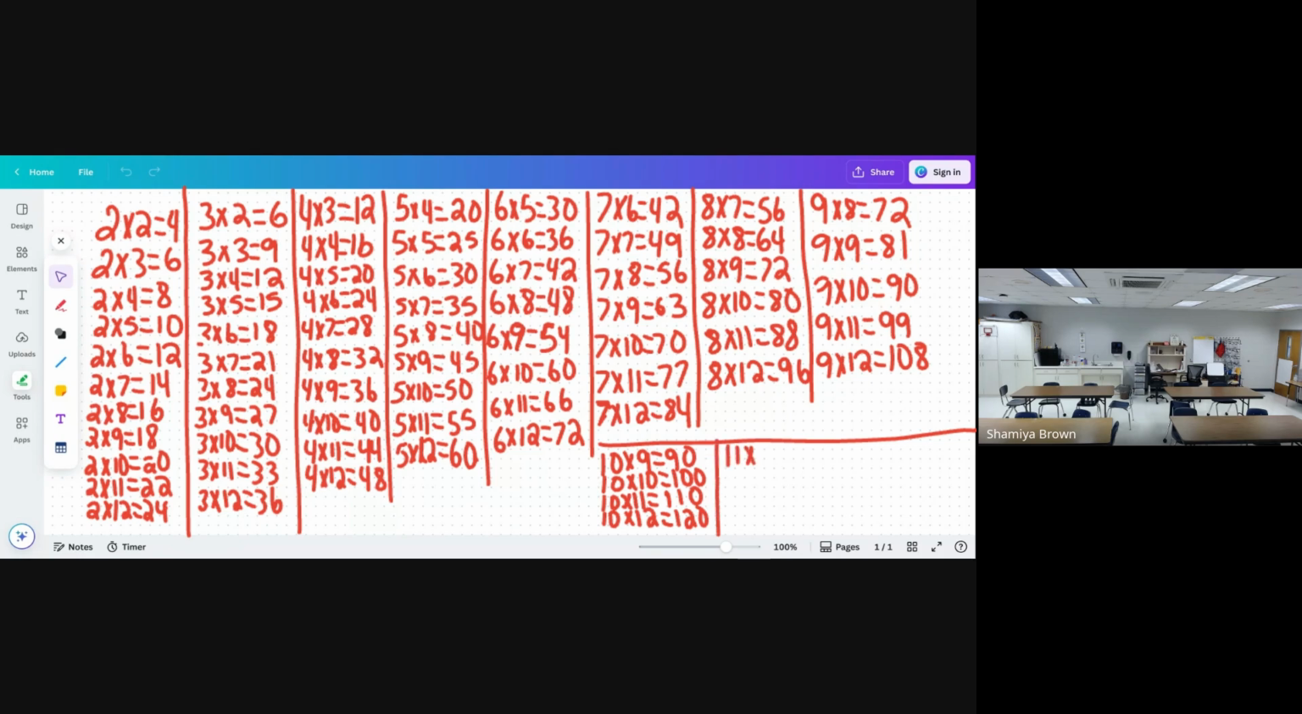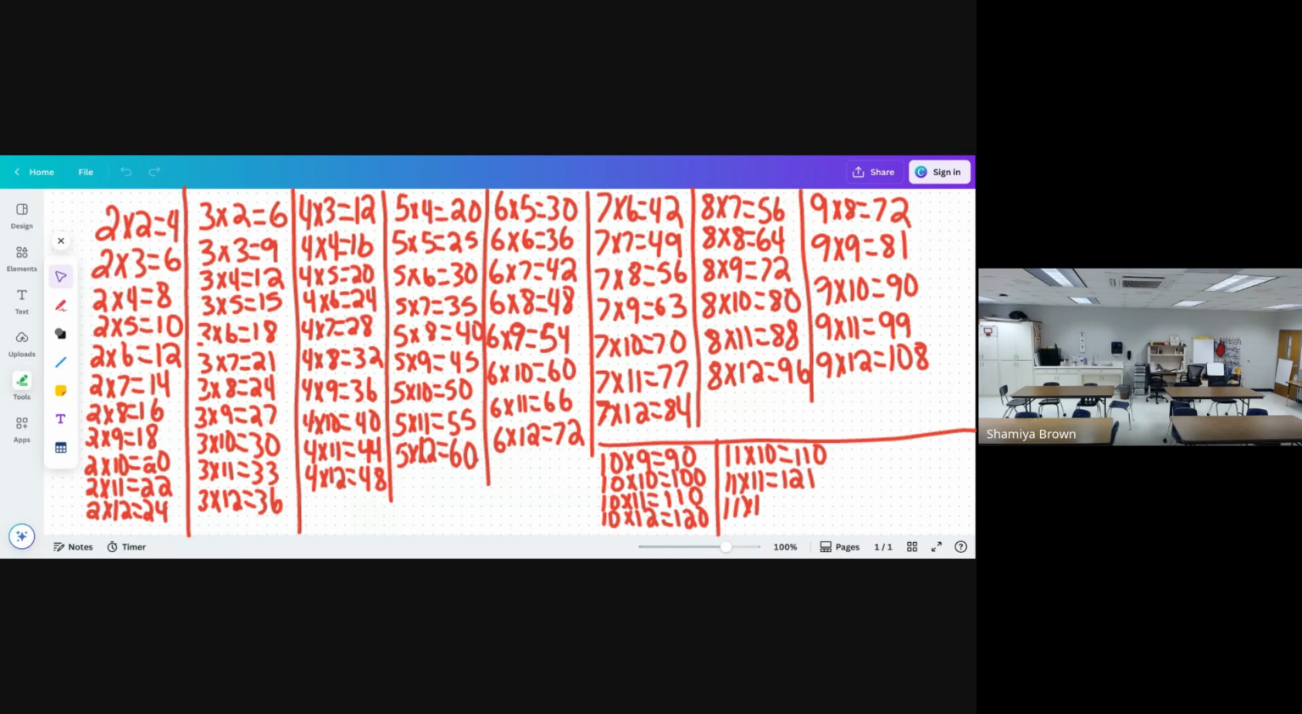11 times 10. Look back over here. See, it was 110. 11 times 11. I'm just going to add 11 more to 110, and that's going to give me 121. And the easy thing with that is you can add 10 and then add one more to make 11. So if I add 10 to 110, it would have given me 120. Then I add one more to get 121, sorry. And that's me adding 11.